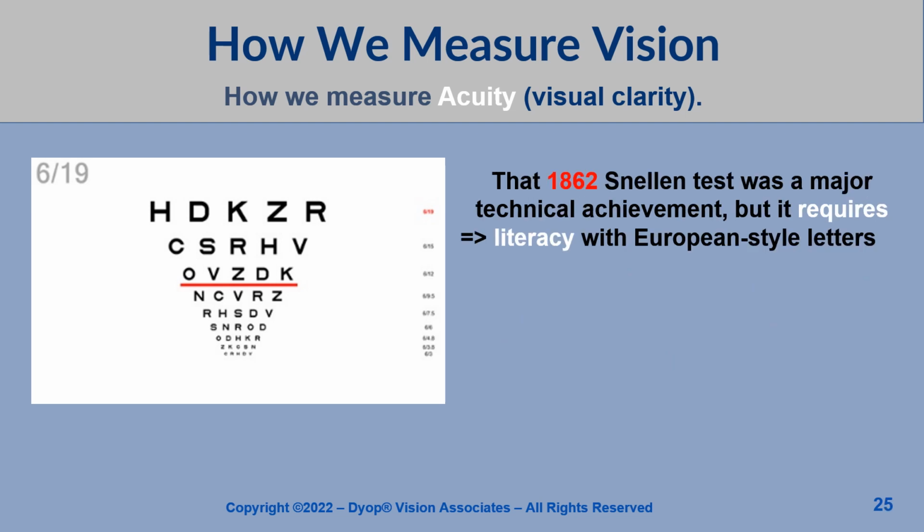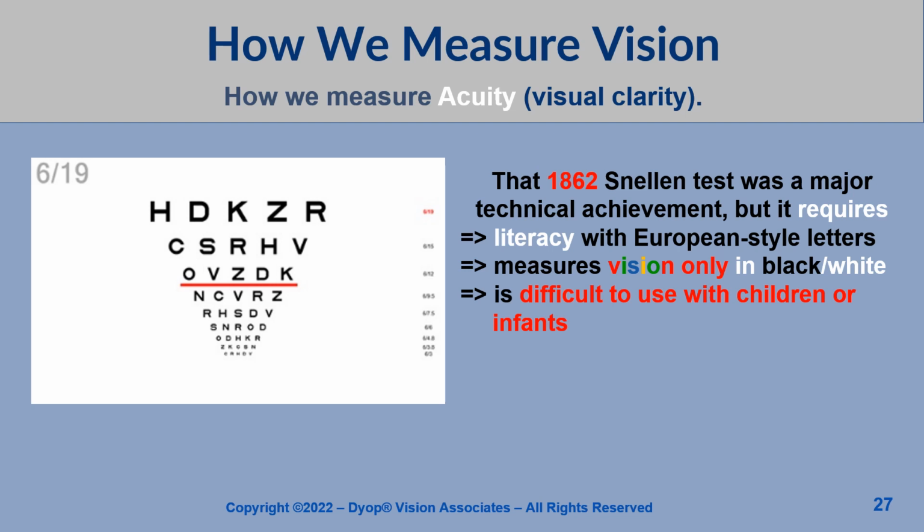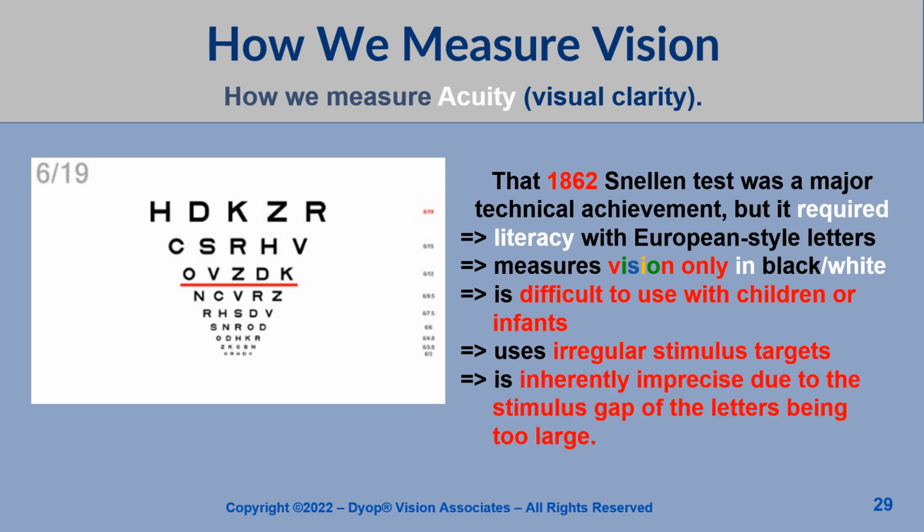That 1862 Snellen test was a major technical achievement, but it requires literacy with European-style letters. It also measures vision only in black and white. It is difficult to use with children or infants. It uses irregular stimulus targets. And it is inherently imprecise due to the stimulus gap of the letters being too large.